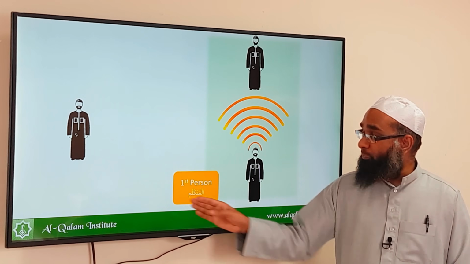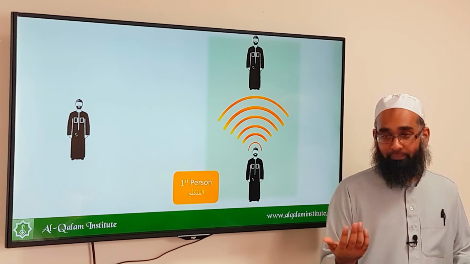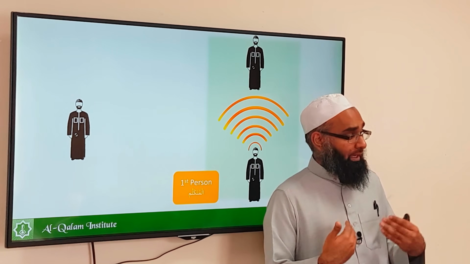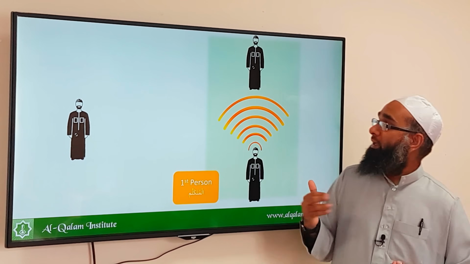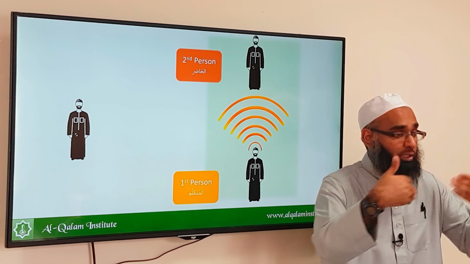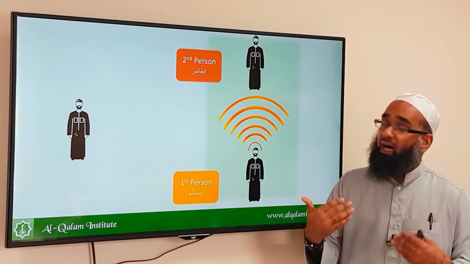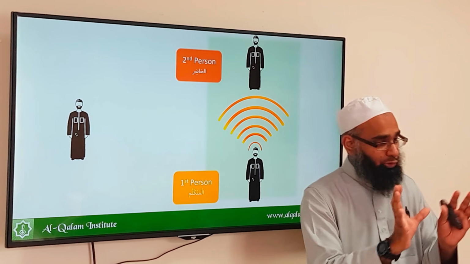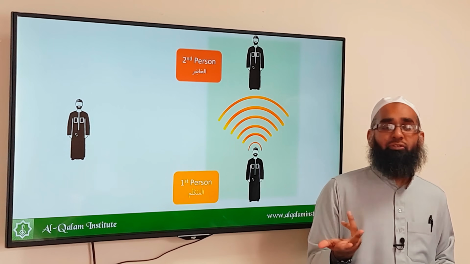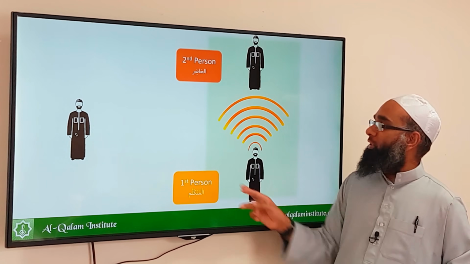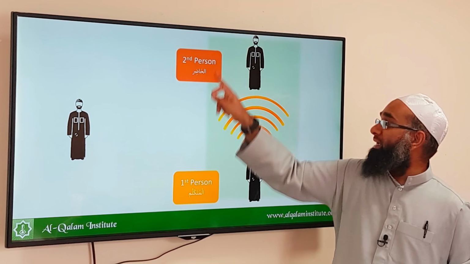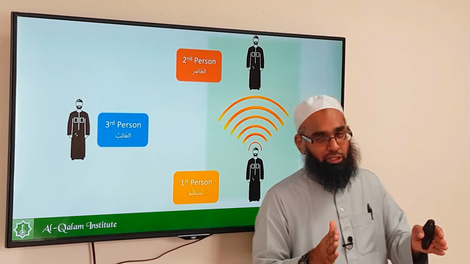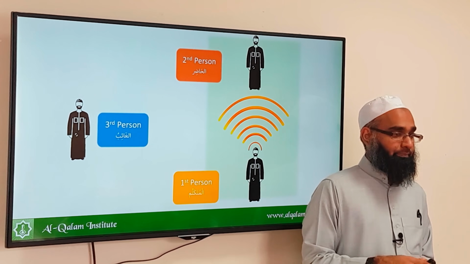You call this the first person, which is called Al-Mutakallim, the speaker. When a person is speaking, he can be talking about himself, or he can talk to the second person, the person he's talking to, which is called Al-Mukhatab, or the Hadir. Basically, he's the person you're addressing. He's present; Hadir literally means present. So he's present in this conversation. And the one who's absent, not part of the conversation, is called the Ghaib.